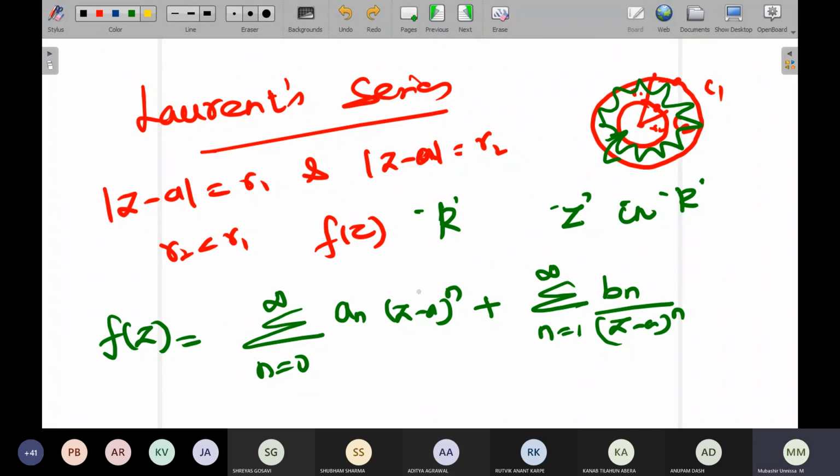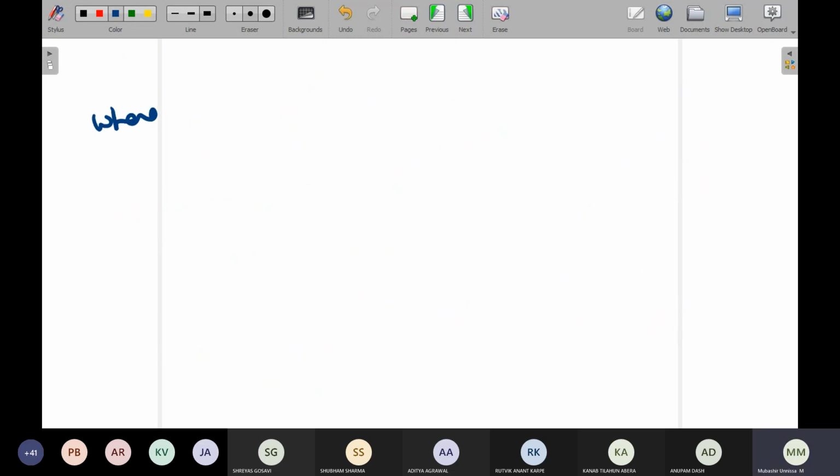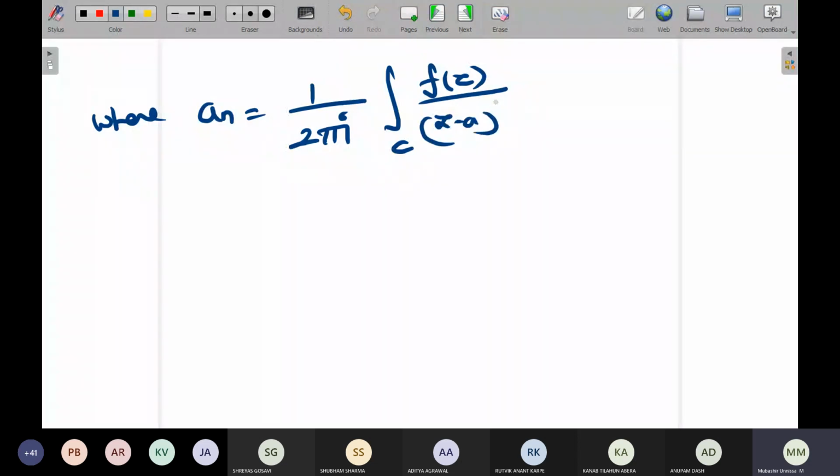Now you should know the constants. What are these constants? an and bn. So write down where an is equal to 1 by 2 pi i integral over c of f of z divided by (z minus a) whole power n plus 1 into dz. So there are two curves, so you can take it as c1 here.